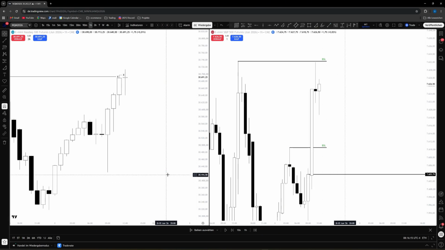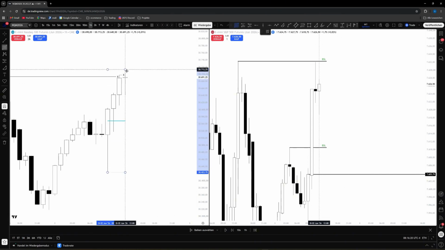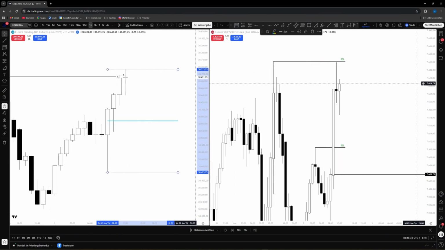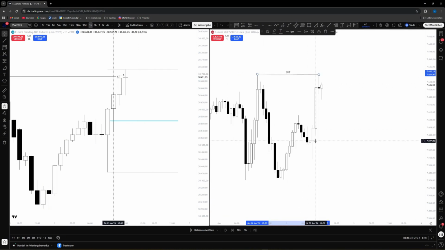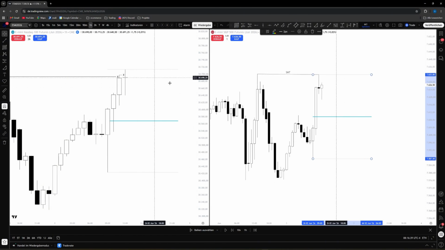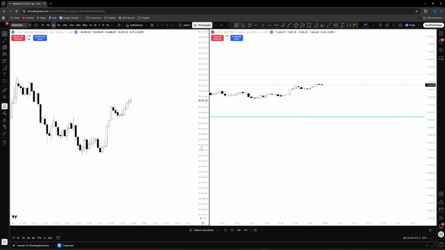Why? Because we have a strong expansion here. That's why you can now expect that we'll go up to at most the 50% level. I would also mark that for myself on the US. Here we have the SMT. I would also expect here that one of the pairs will reach the 50% level before we could even get a continuation. And now we're just waiting for the open.